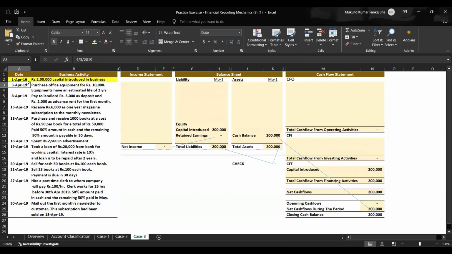Purchase office equipment. Everyone clear with this entry? Every one of you? Are you guys clear with this entry? Perfect.